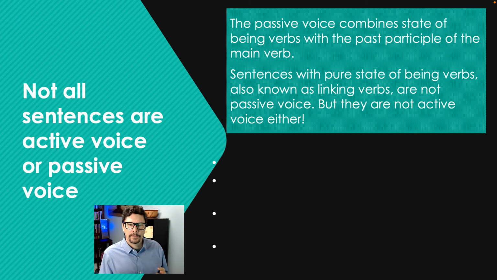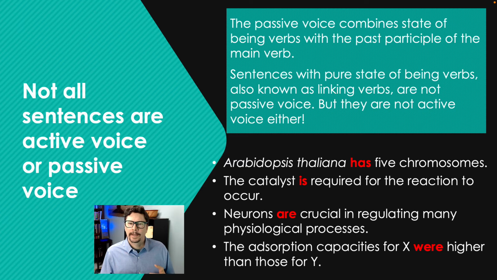So here are some examples. Arabidopsis thaliana has 5 chromosomes. So its state of being is to have these 5 chromosomes. The catalyst is required for the reaction to occur. Neurons are crucial in regulating many physiological processes. The absorption capacities for X were higher than those for Y. So has, is, are, and were are examples of these pure state of being verbs or linking verbs, and these sentences are not active and they're not passive.